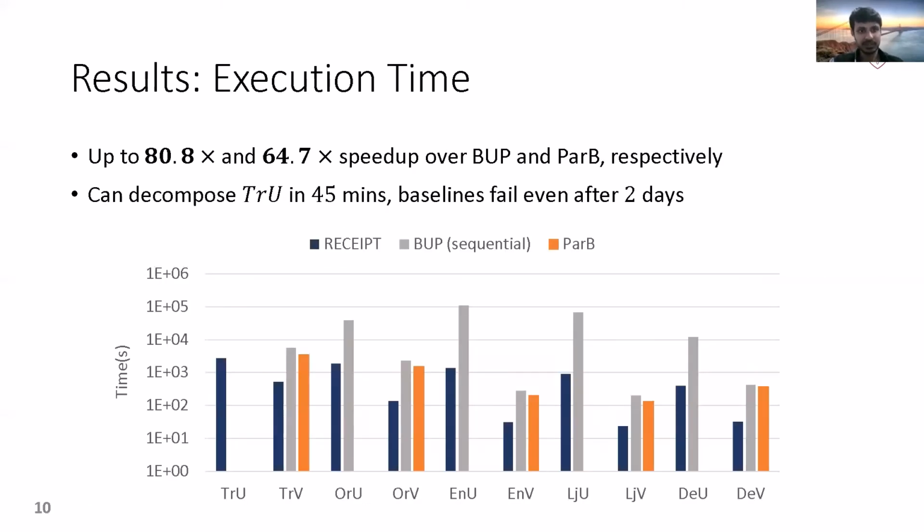Now, this slide shows the results for execution time. So the lower the execution time, the better the algorithm is. And you can see that this dark blue colored bar, which is for our algorithm called RECEIPT, is smaller than all of the baselines in all of the cases. And overall, approximately 2 orders of magnitude improvement over the baselines. And one of these data sets, TrU, we can process it in around 45 minutes, whereas both the baselines cannot even process it within 2 days.